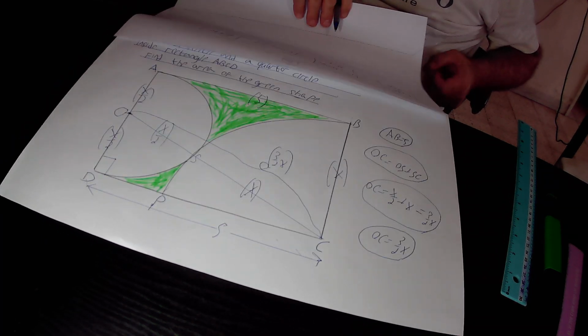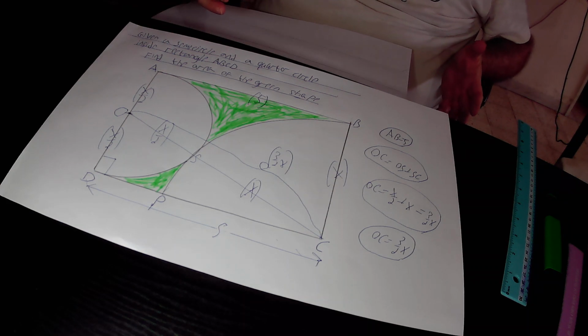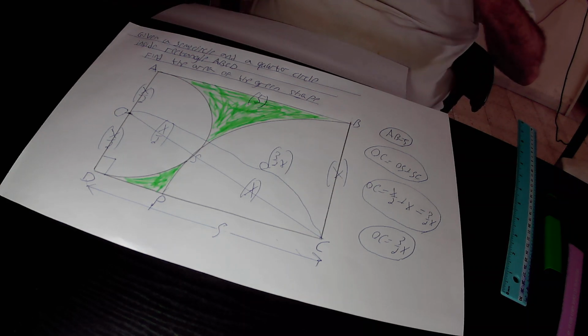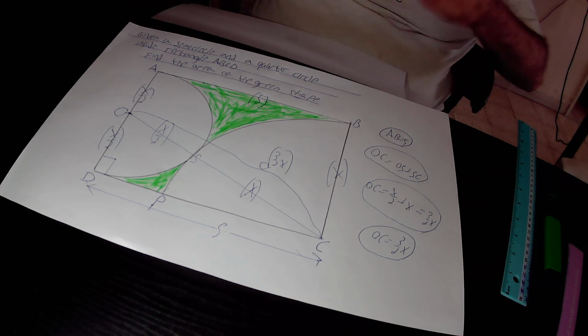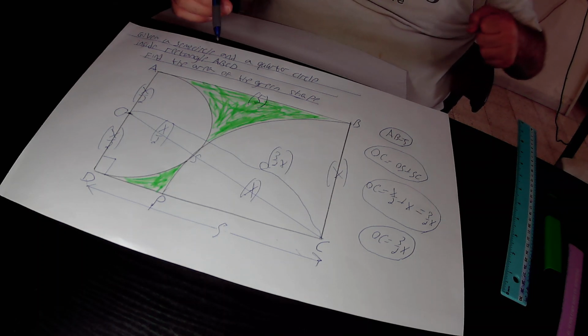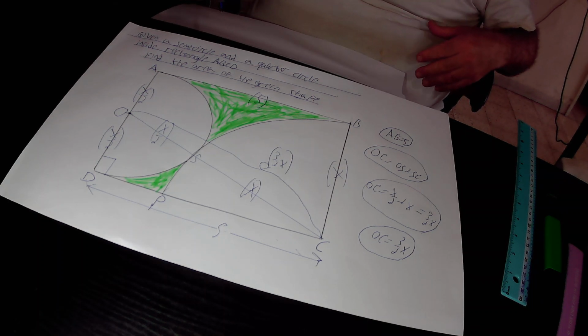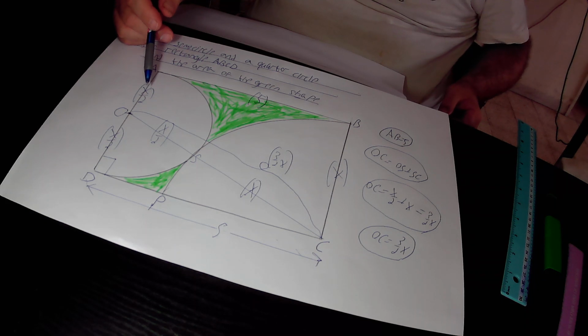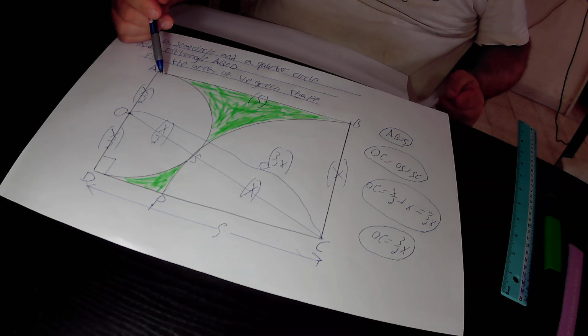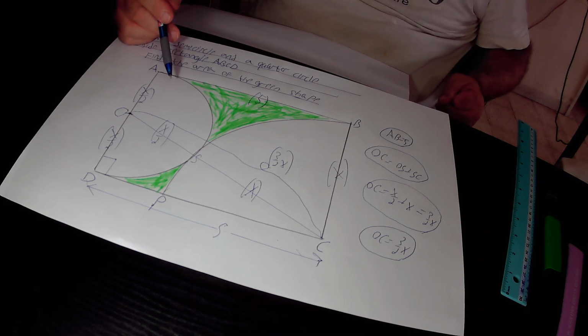Minus the area of this semicircle. What is the area of this semicircle? We know that the area of any semicircle equals pi times the radius of the semicircle squared divided by 2. The radius of this semicircle is x over 2, therefore the area of this semicircle will be equal to pi times x over 2 squared divided by 2.